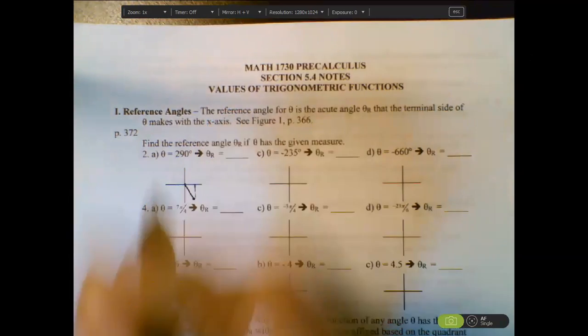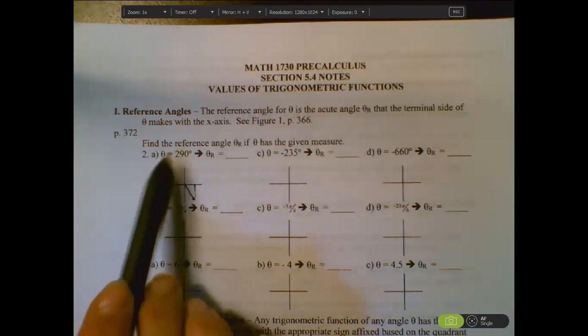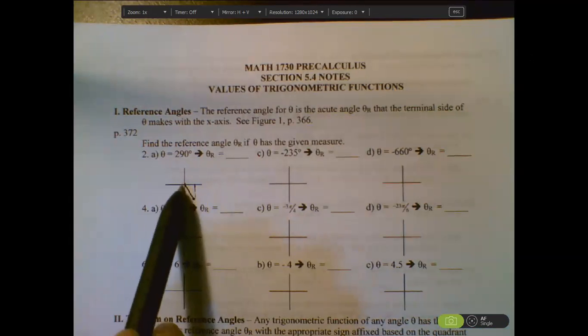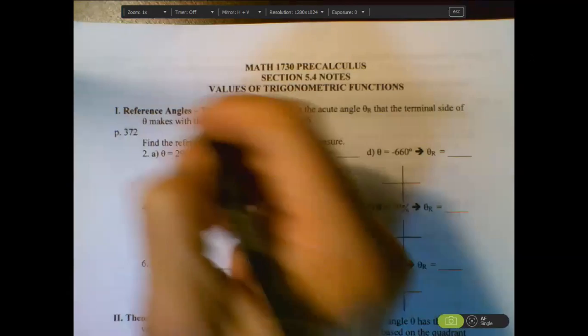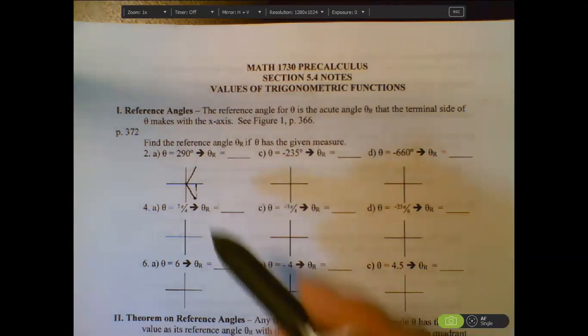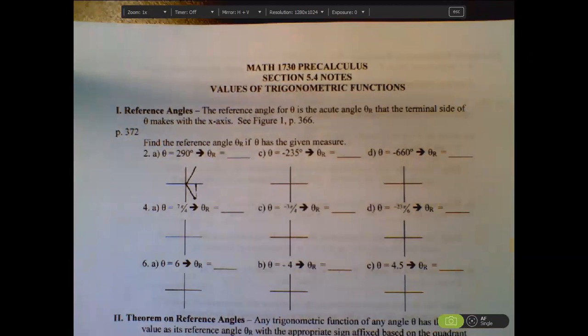That distance from the x-axis would be 70, that's 70 degrees below the x-axis. So the trigonometric values for a 290-degree angle would be the same as the trigonometric functions for a 70-degree angle, except the x's would be positive and the y's would be negative. I really don't use reference angles myself. I just figure out what quadrant the angle lies in. That determines the signs of the trigonometric functions. And then if it's multiples of 30 degrees or multiples of 45 degrees, then I can give you the exact trigonometric values.